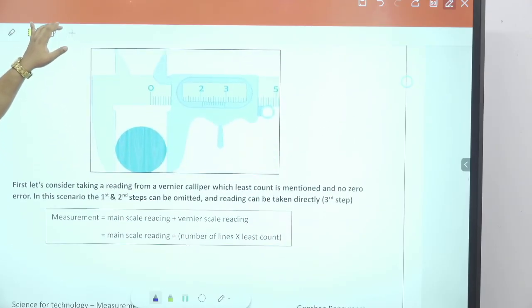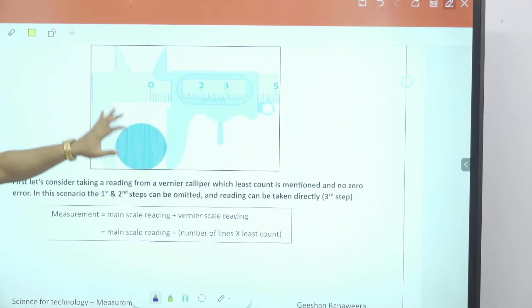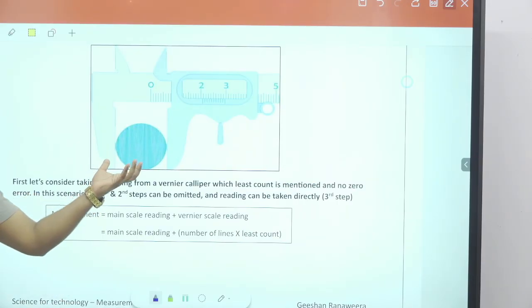Okay. So this is how you take the outer diameter of, let's say, a cylinder. You put the cylinder, or if it is a sphere, you put the sphere or the cylinder in between the outer jaws, and then you lock the screw and take the measurement, right?